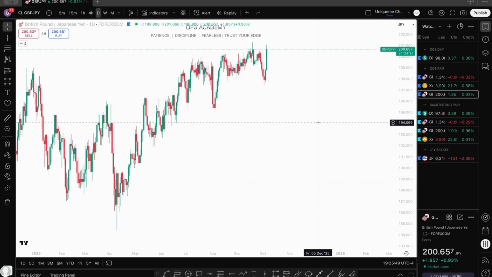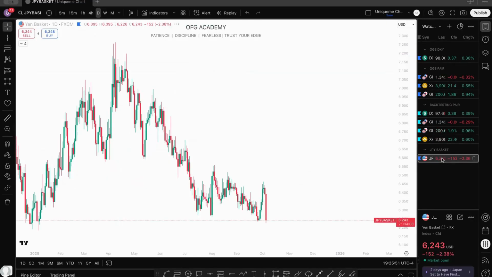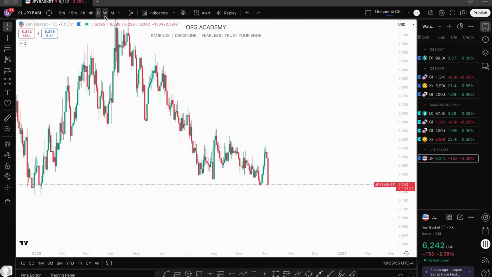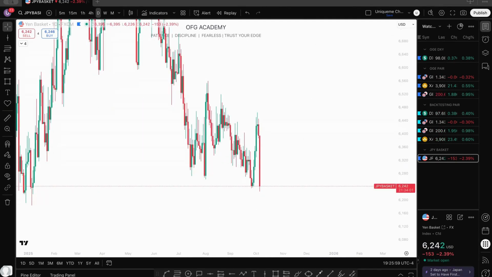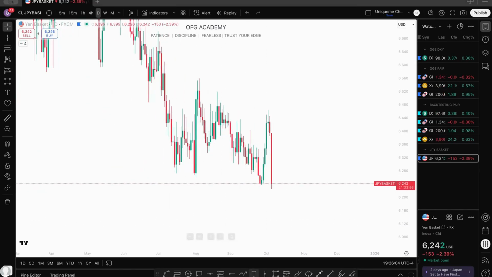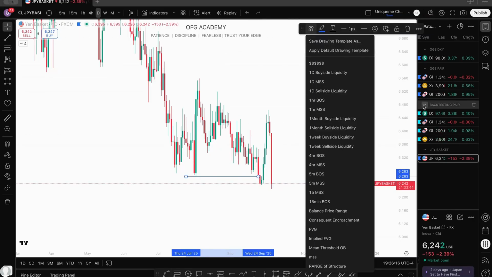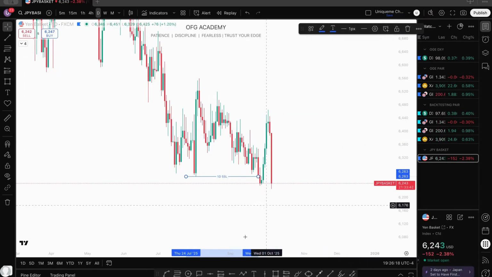For the JPY pair, I always go to JPY basket to know what happened in JPY basket. And looking at JPY basket, what am I seeing? I don't want to waste so much time. I'm trying to be as fast as I can. Looking at JPY basket, what do I have here? I have a break of structure here, right? On a 1 day time frame, there's a break of structure here. That's the sell side liquidity.